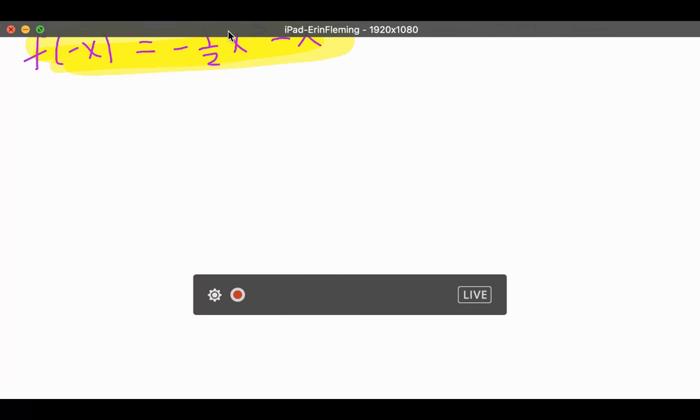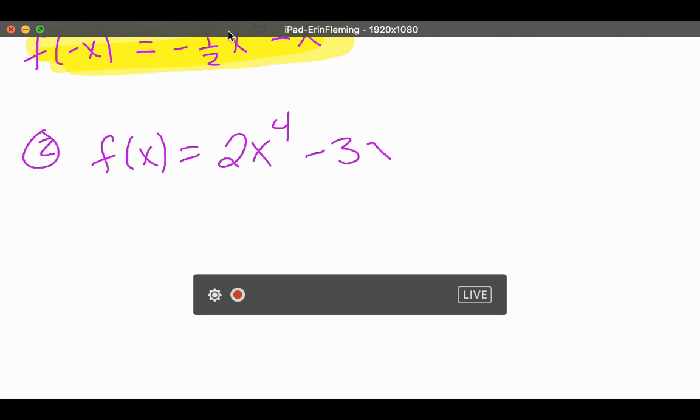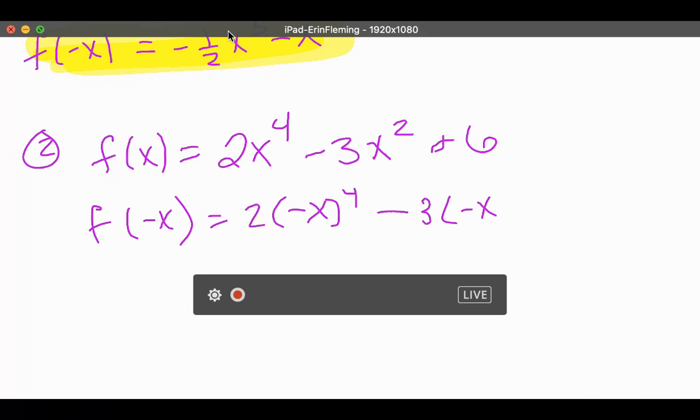So for my next example, I'm going to give you f of x is equal to 2x to the 4th minus 3x squared plus 6. Every time we're trying to figure out even or odd, we're going to do the function of the opposite, f of negative x. And then I plug in a negative for each x value in my function. And then I'm just going to try to simplify that.